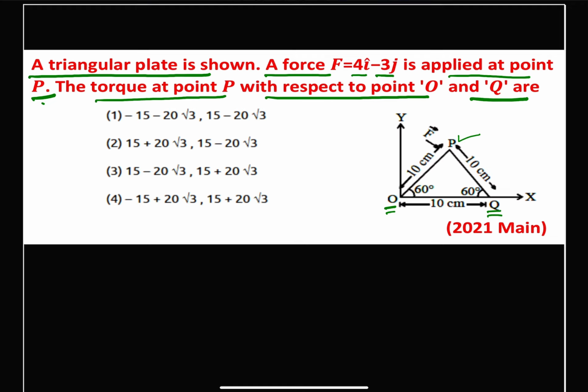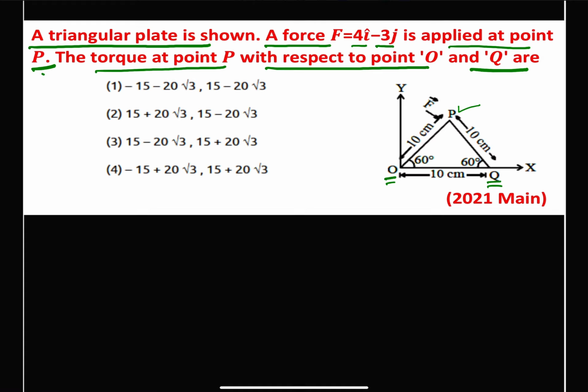And let us denote it with respect to the coordinates. So we can say, let us suppose our origin is O, which is 0, 0, 0, and our Q is on the x-axis, so this comes as 10, 0, 0.